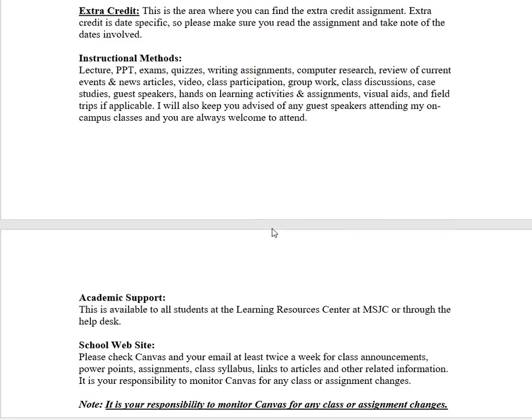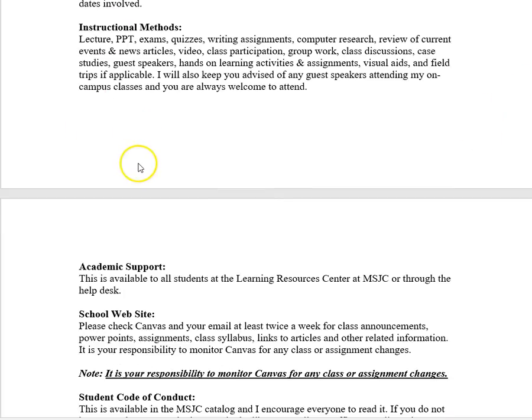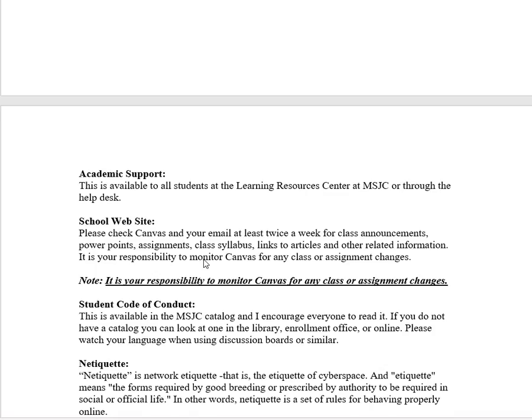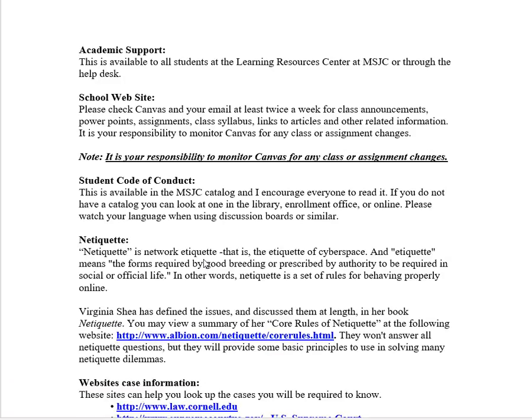So with that said, how are we going to learn all this stuff? Well, I have all the instructional methods here. There's lectures, audio lectures, PowerPoints, quizzes, exams, written assignments, research, reading assignments. All of this is going to help you in support of reaching those learning outcomes that we talked about a little bit earlier.